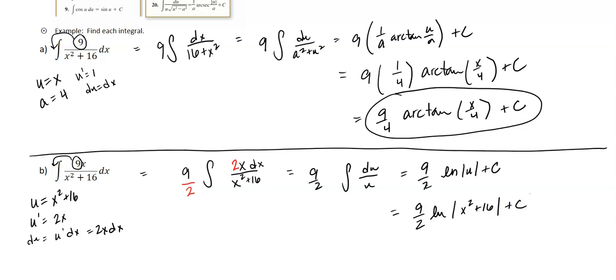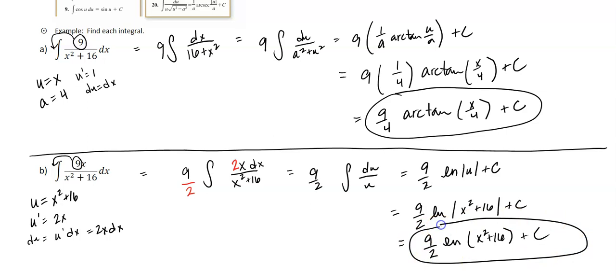c. Now it's fine to leave it like that, but if you observe that x squared plus 16 is always positive anyway, so we don't really need that absolute value symbol, we could remove that and just have the natural log of x squared plus 16 times 9/2 plus c. Either one would be accepted as correct.